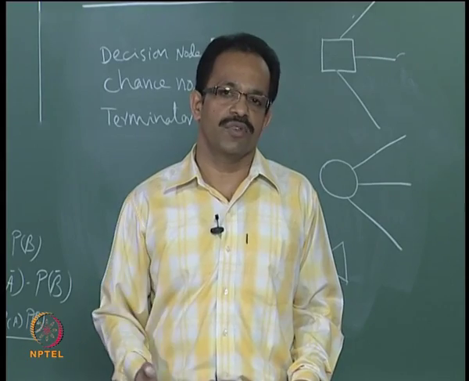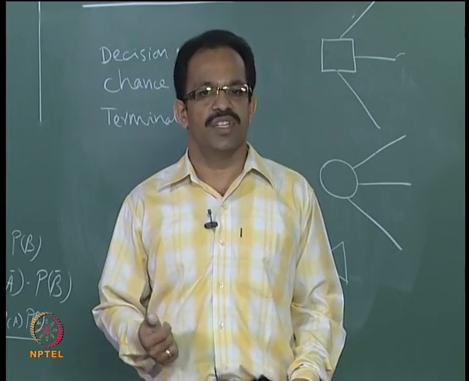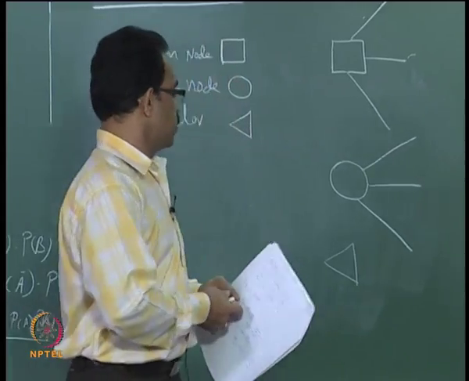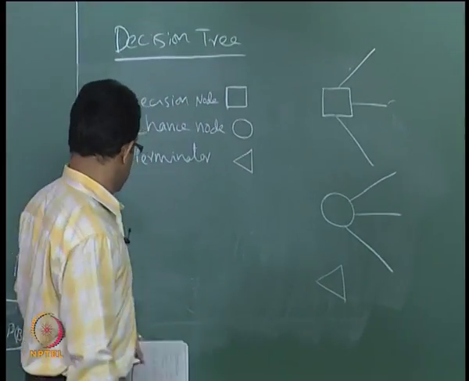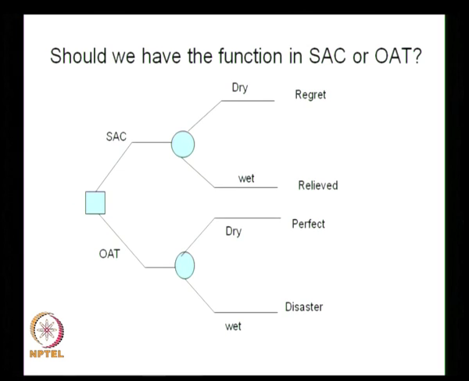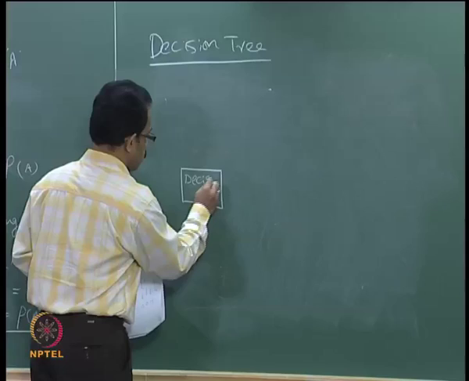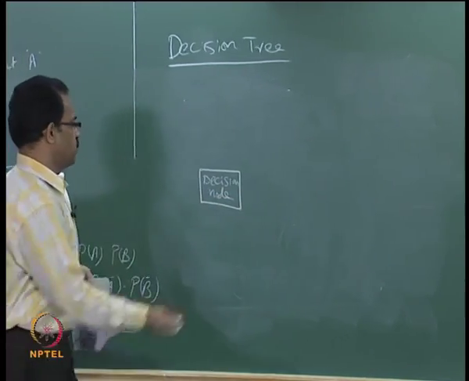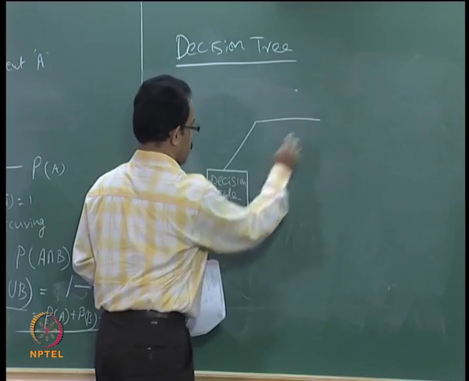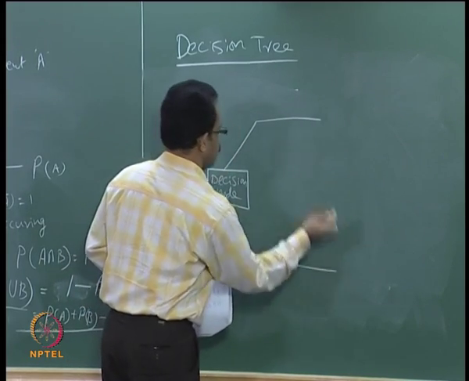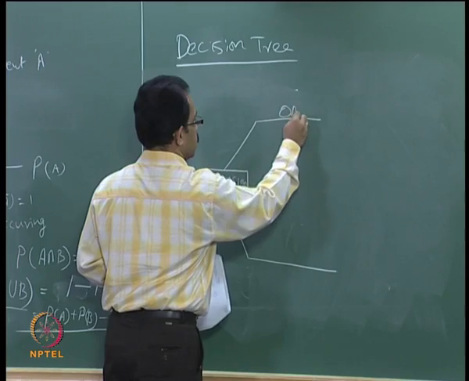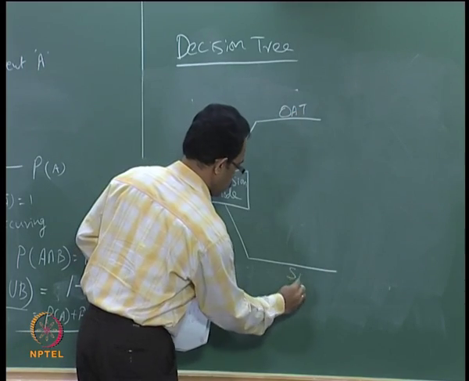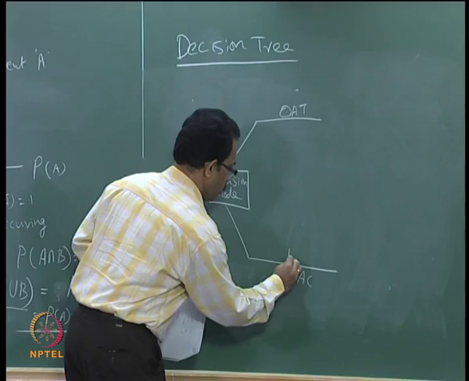This kind of decision process can be represented using a decision tree. We will see how to use the decision tree to represent this decision making process. You can see here the decision node, which shows that this is the decision, and we have two decisions: whether to have it in the open air theatre or the indoor facility, the student activity center.